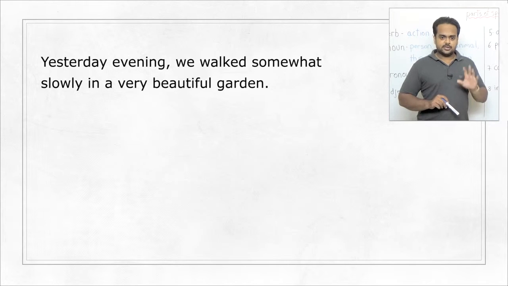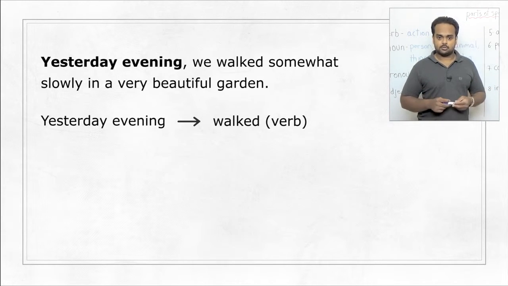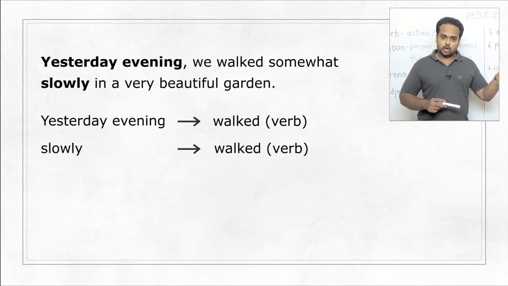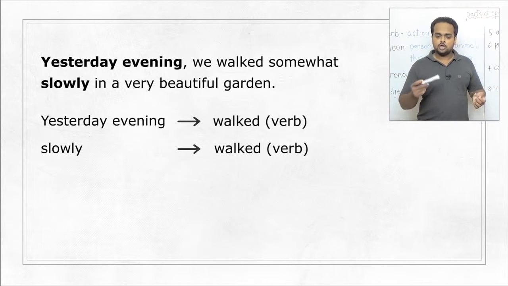In this sentence, the first adverb is yesterday evening. That shows us when the action happened. The action here is walk. That's the verb. There's another adverb, slowly, and that shows us how the action happened. How did we walk? We walked slowly. So both yesterday evening and slowly tell us about the verb walk.